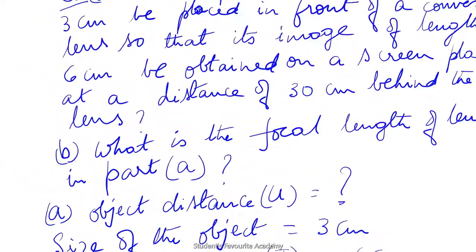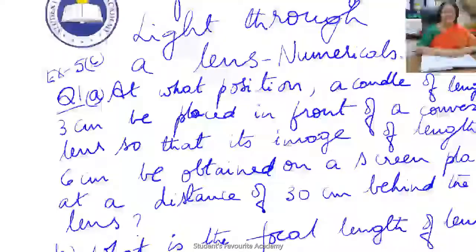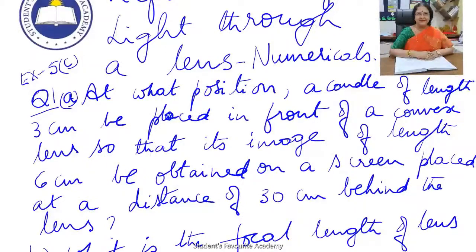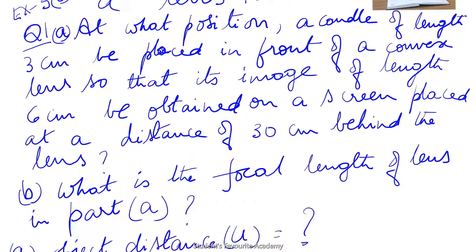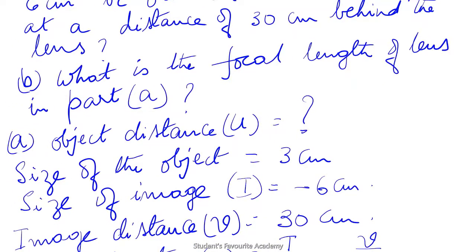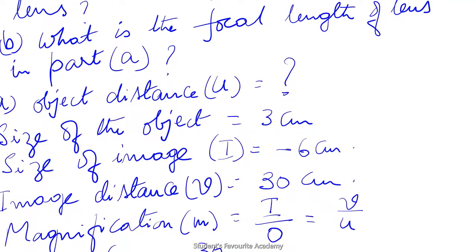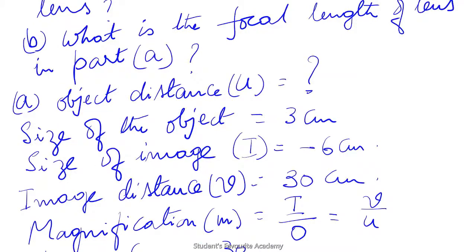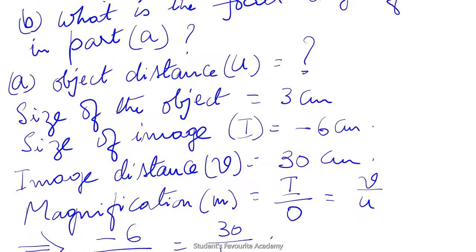Why? Because what type of lens is this? This is a convex lens. So in case of a convex lens, the image will be a real image, so it will be minus 6 centimeter. Okay. Image distance v, 30 centimeter, is given.